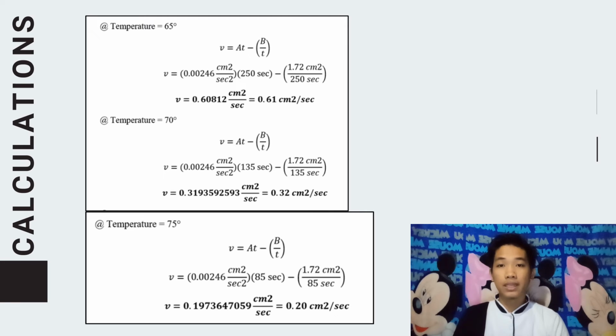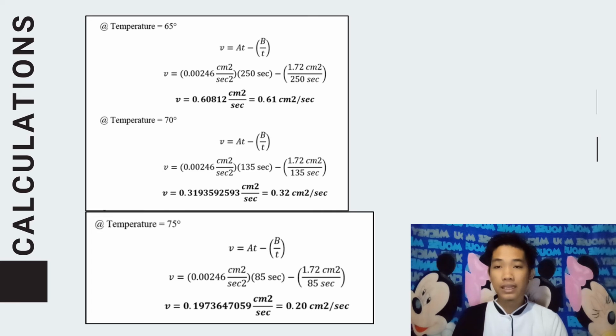The next one is at 65 degrees Celsius, having a time of 250 seconds. We can calculate the kinematic viscosity as 0.60812 squared centimeter over second, or equivalent to 0.61 square centimeter over second. At a temperature of 70 degrees Celsius, having a time of 135 seconds, we can generate the kinematic viscosity as 0.319359259 square centimeter over second, or equivalent to 0.32 square centimeter over second.